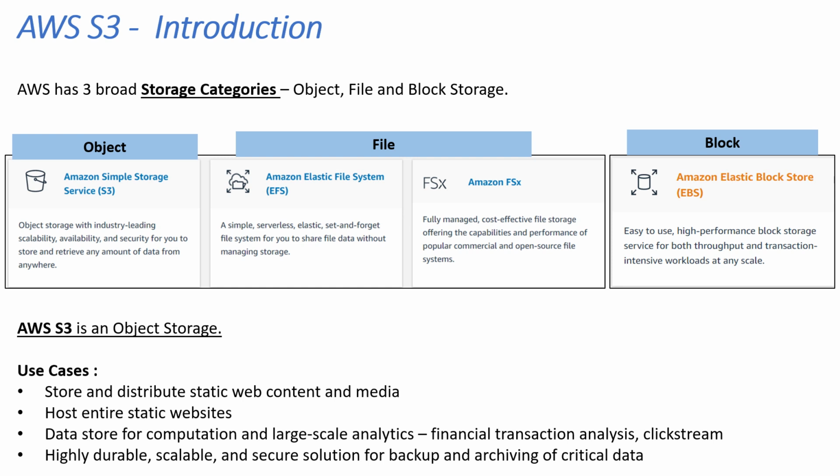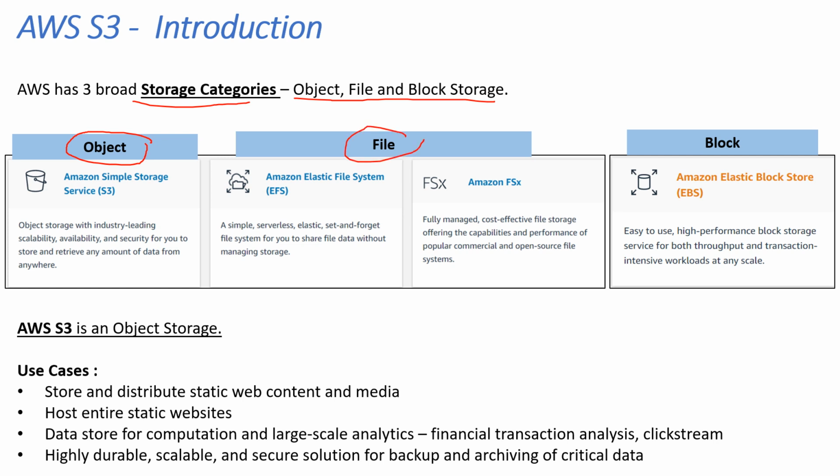So AWS has three broad storage categories. One is the object, file and block storage. Object storage is used to store any kind of content as objects. So you'll have an object and then an associated unique key which is used to retrieve that object. To give an example, say you want to store videos, images, Excel files, then you can upload those as an object and then you will get a unique key associated with that file which you can use to retrieve that object.